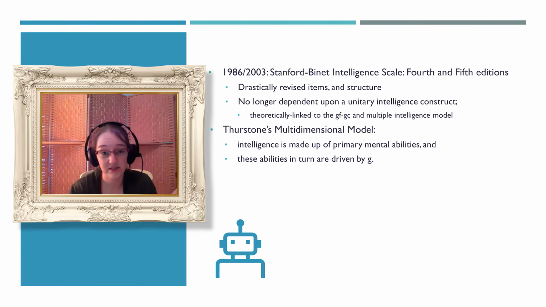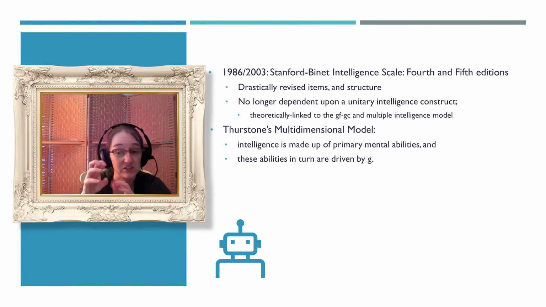Cool. So the modern scale, the fourth and fifth editions, really revised it. They dramatically revised the questions and also changed it to a hierarchical structure. Now it's not dependent upon a unitary intelligence, like that general factor. Now it's more theory linked, with crystallized and fluid intelligence. I mistyped here, so it's not exactly multiple intelligence like Howard Gardner.